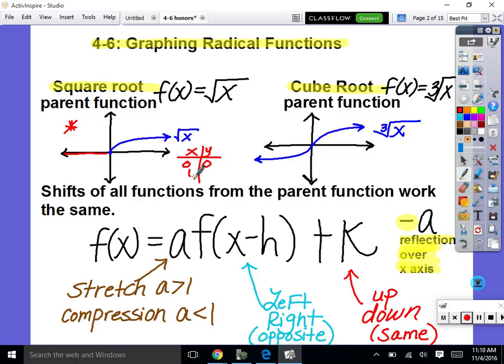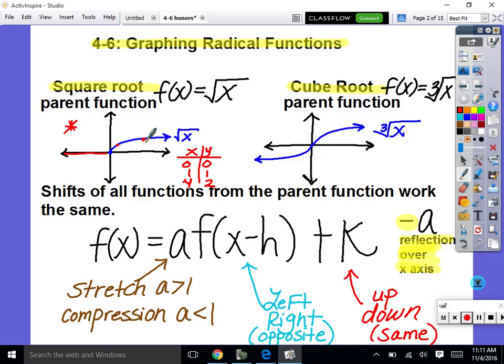If I plug in 1, what will I get? The square root of 1 is 1. So this is over 1, up 1. And then if I plug in 4, what do I get? 2. So over 4, up 2. So these are just some points on the parent function. Does everybody see it?